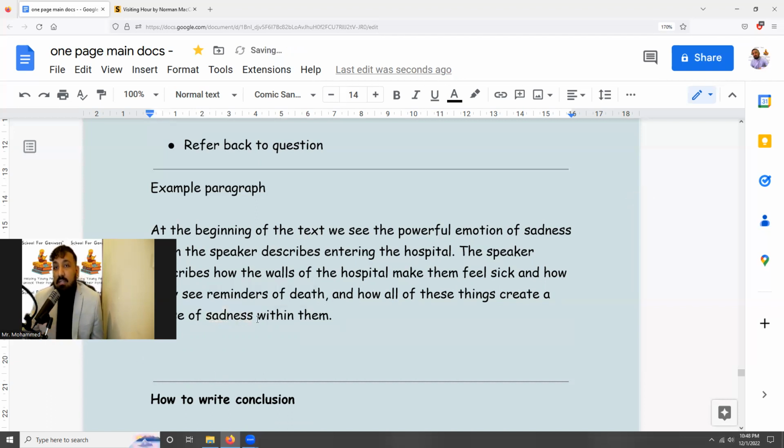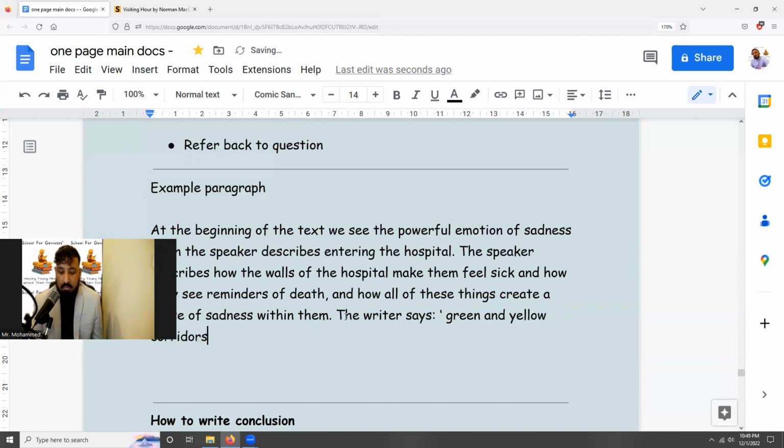All right, and again, it doesn't need to be fancy. Please don't worry about making it fancy. Just think about the structure. Even if your context is a sentence long, just think about the structure. Once you get the structure, you can add everything else on top of that. Now we go ahead and we do our quotes. The writer says, and I quote, green and yellow corridors. Okay, there's my quote.